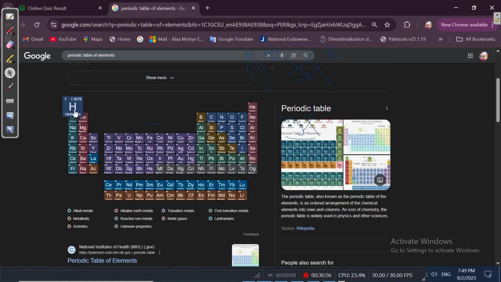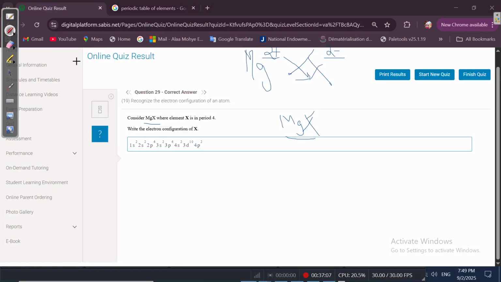So I need to go to period 4, and I go across here. Here is -1, here is -2. Selenium. Selenium is your X. But remember, we need to make it 2 minus. You need to remove 2 electrons.